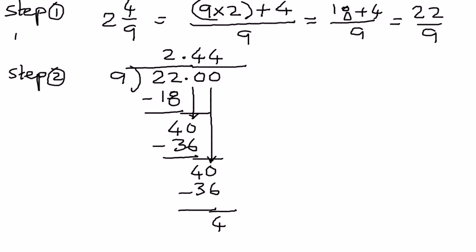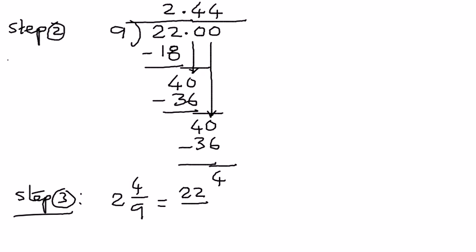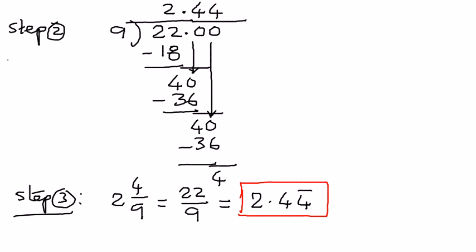And therefore we can now say, in step number 3, that the mixed number 2 4/9, we have converted into an improper fraction equal to 22/9, and we have converted 22/9 into a decimal format, and therefore we came up with the number 2.44 repeating. 4 is repeating, so we put a line on top of the 4, and that is where we want to leave it. We have successfully converted a mixed number into a decimal format.